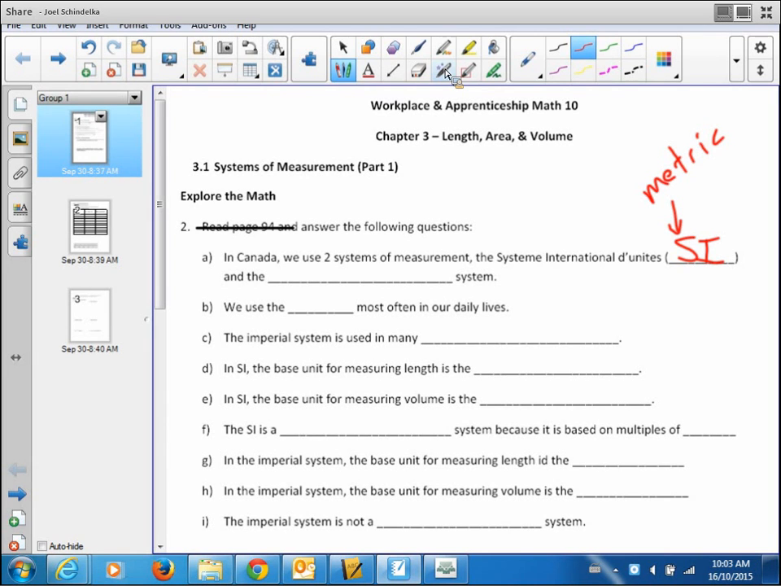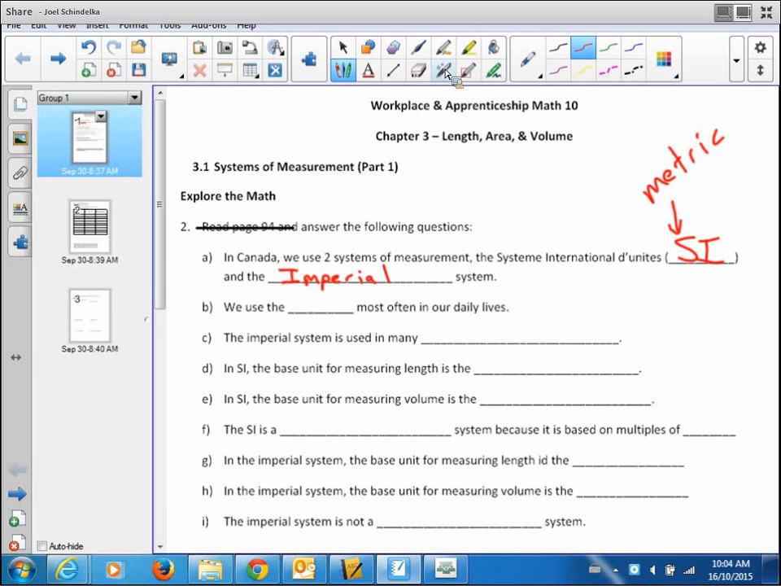The other system, though, that old people use and they use in the States, and carpenters use it a lot, feet and inches, that's the imperial system. The British used to use it too. So when you hear gallons, pounds, feet, inches, that's imperial.